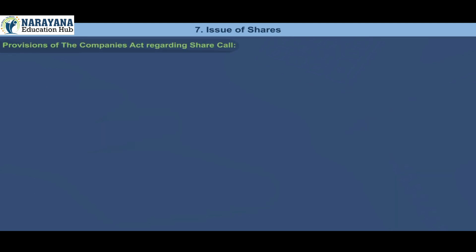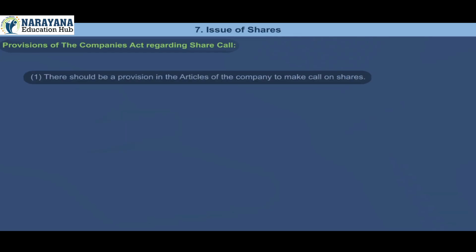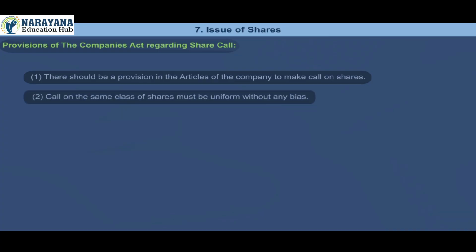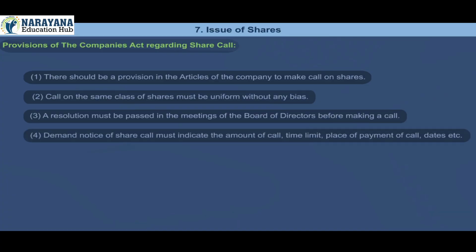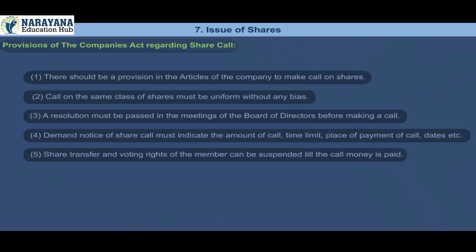Provisions of the Companies Act regarding share call. 1. There should be a provision in the articles of the company to make call on shares. 2. Call on the same class of shares must be uniform without any bias. 3. A resolution must be passed in the meetings of the Board of Directors before making a call. 4. Demand notice of share call must indicate the amount of call, time limit, place of payment of call, dates, etc. 5. Share transfer and voting rights of the member can be suspended till the call money is paid.